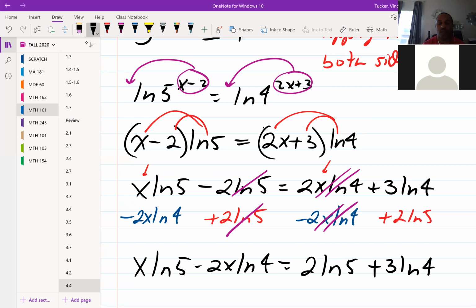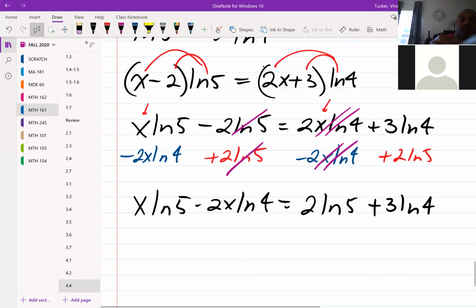All right, questions, any questions? So now that we have all of our terms with x on one side of our equation, we can factor out x.